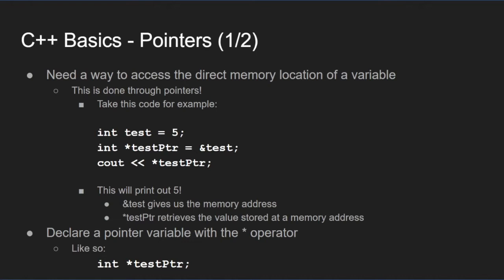And then this print statement prints out test pointer, but you'll notice it also has that star operator there, which will print out 5. It'll dereference it from that memory location. So if you were to not have that star there, it would just print out some random memory address. And usually that's not what we want. But yeah, so to declare a pointer variable, you just use that star operator on the left-hand side of your declaration there, just like in that example.